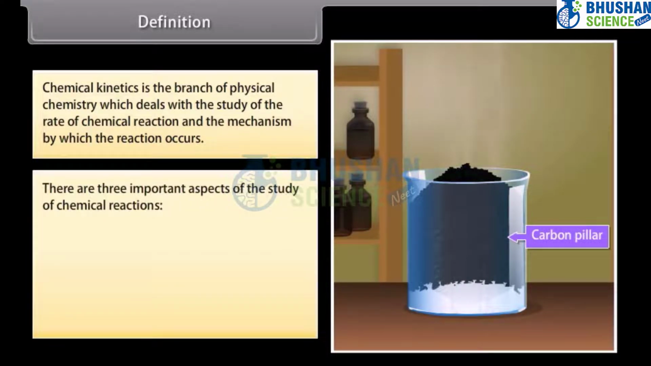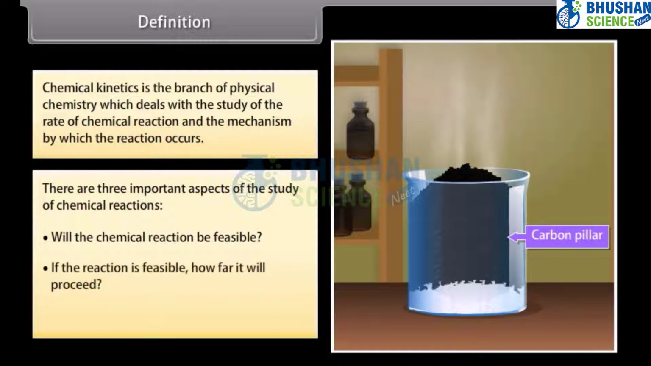There are 3 important aspects of the study of chemical reactions. Will the chemical reaction be feasible? If the reaction is feasible, how far will it proceed? How fast would a reaction occur?